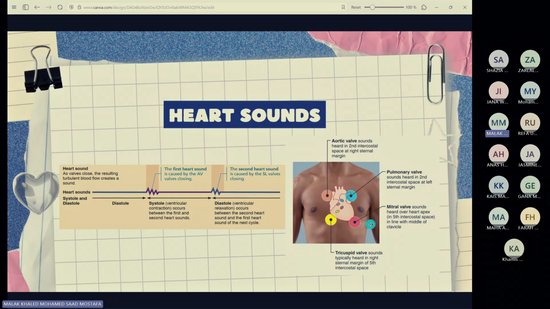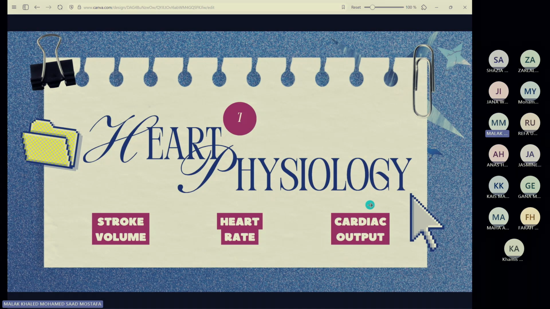And again, one last point to note, I don't remember if there was a question about it, but wherever you hear your valve sounds is not where the actual valves are located. It's very clear in this diagram. And that's all for cardiac cycle and for my whole part. The last bit is heart physiology by Zarlala, and inshallah we'll be done with the whole chapter.